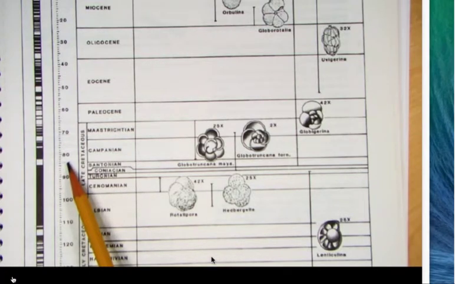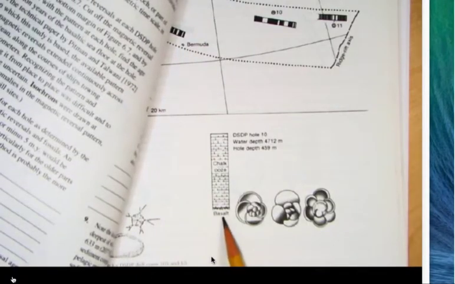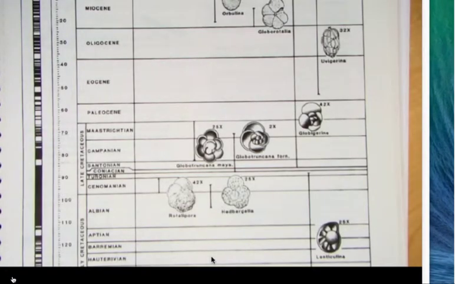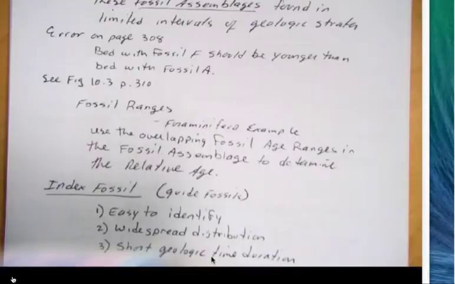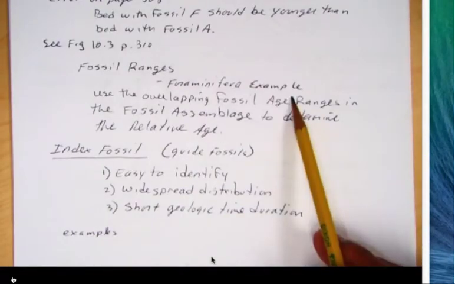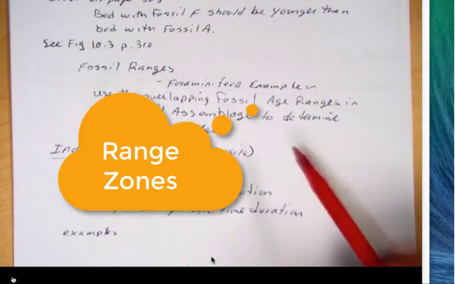So it's going to be in that range, and probably a little bit older because basalt obviously formed before, because remember, the basalt occurs underneath, right? So that's how we use these fossil age ranges to determine the ages of geologic strata. For example, I just showed you that example, and we've looked at these overlapping age ranges, right?